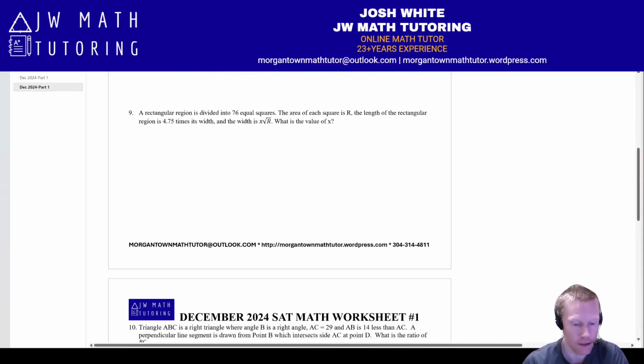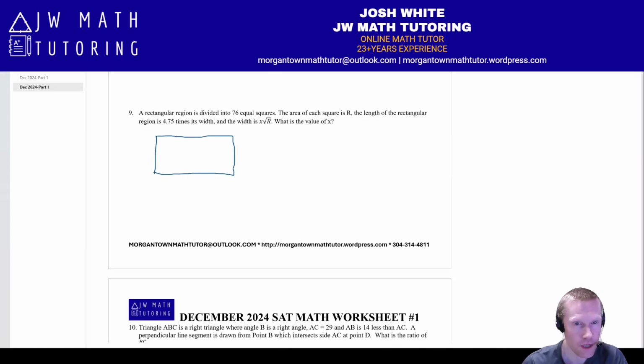Now, question number 9 is a repeat question that we have seen before. These are technically slightly different numbers, but this has appeared in previous tests and on previous videos. I'm still going to go through it because people reported seeing it on the December test as well. So we have a rectangular region. It's divided into 76 little squares. I'm not going to draw all 76 squares, obviously, but each square has an area of capital R.